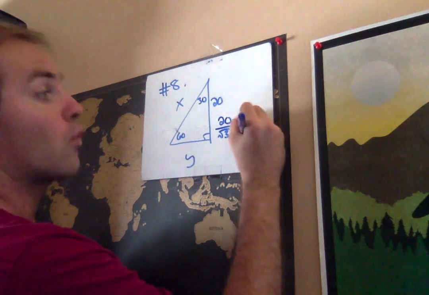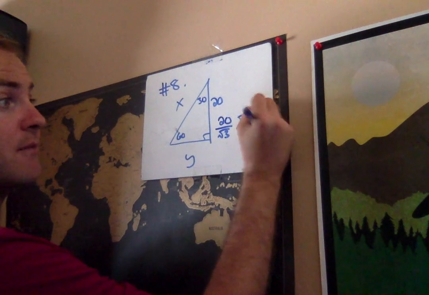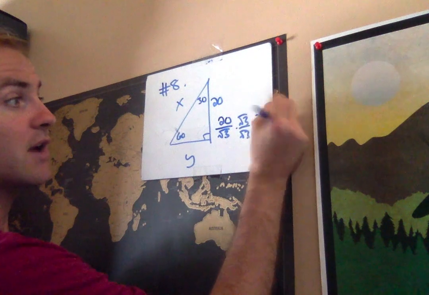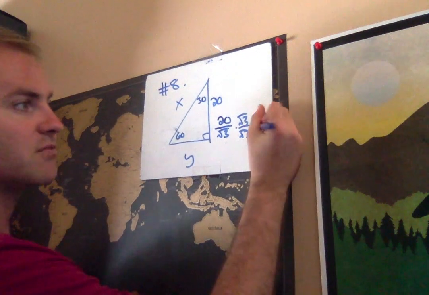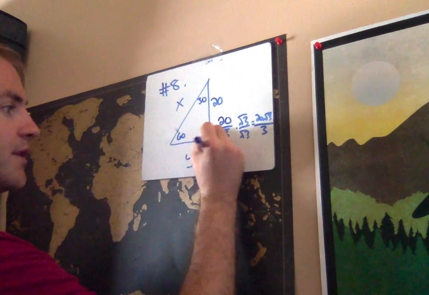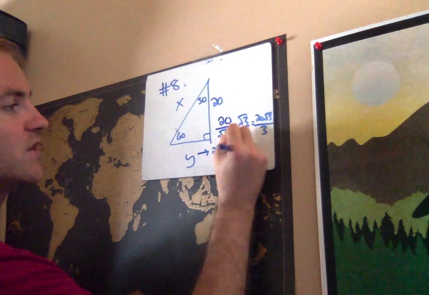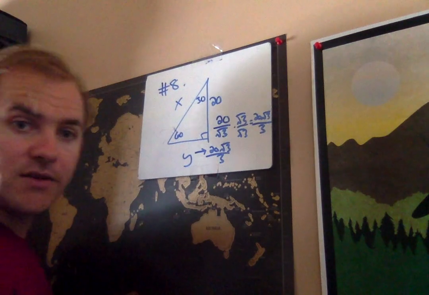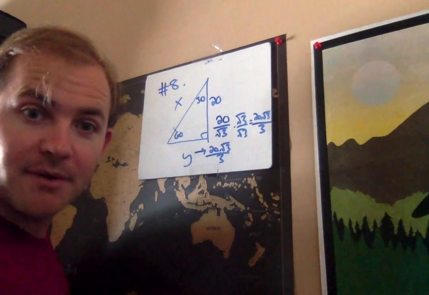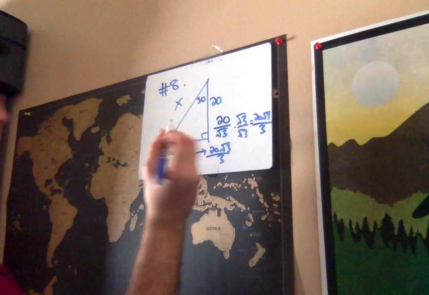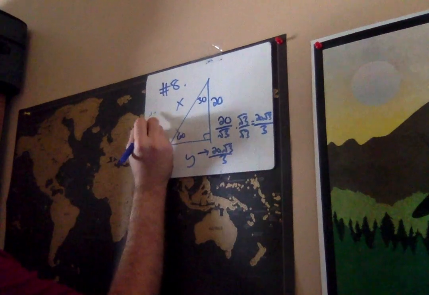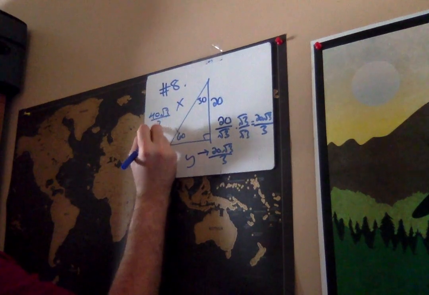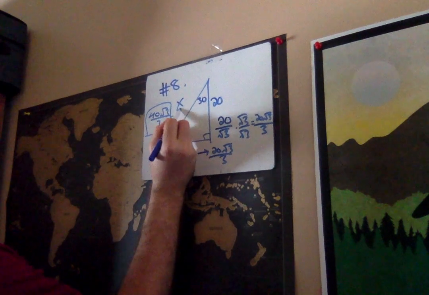Then I'm going to rationalize by multiplying top and bottom by rad 3. And I get 20 rad 3 over rad 9, which is just plain old 3. So this right over here, as weird as it looks, is 20 rad 3 over 3. And then to get from small to hypotenuse, what do I multiply by? Well, I just multiply by 2. So if I multiply this by 2, I'm going to get 40 rad 3 over 3. Weird, right?